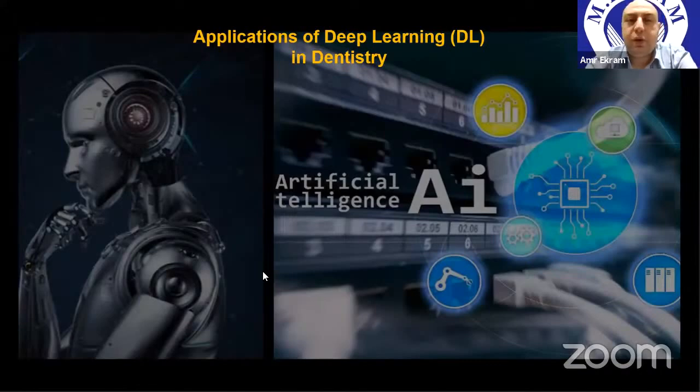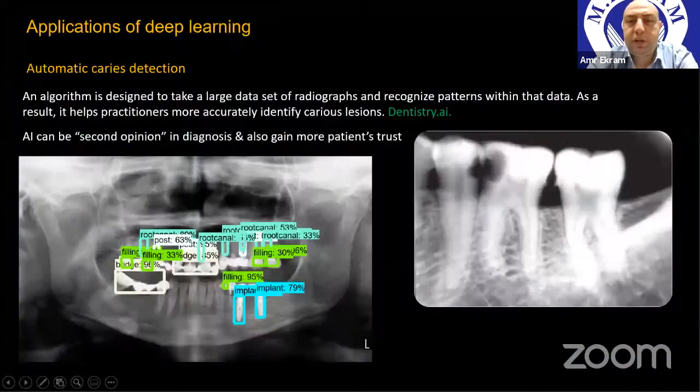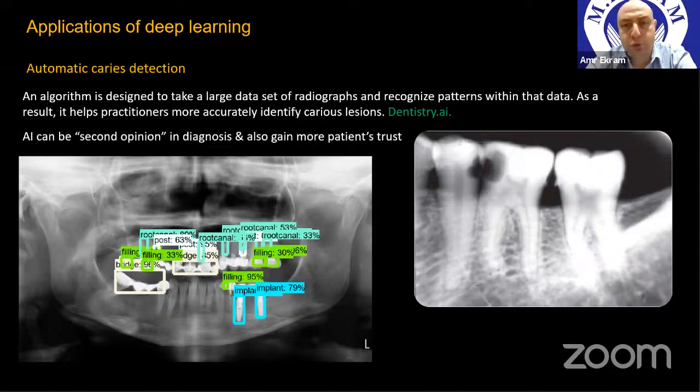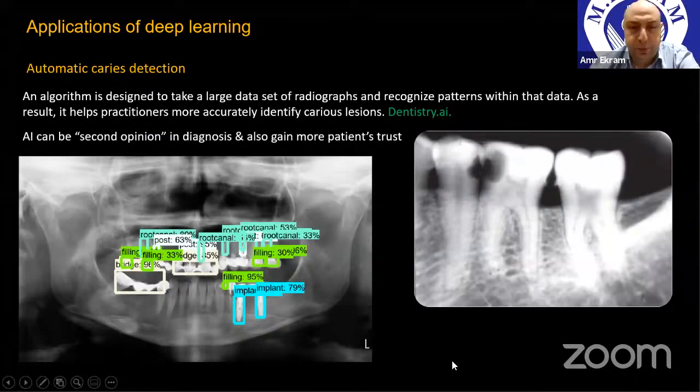For example, automatic caries detection. Many software packages nowadays are trying to use this feature for automatic detection of caries. So this can be done by feeding the computer lots of X-rays identifying the caries, and the computer can identify caries on its own in the future. So this is one feature. It's all about giving the computer a large amount of data, and the computer can then compute it. Okay, so automatic caries detection.